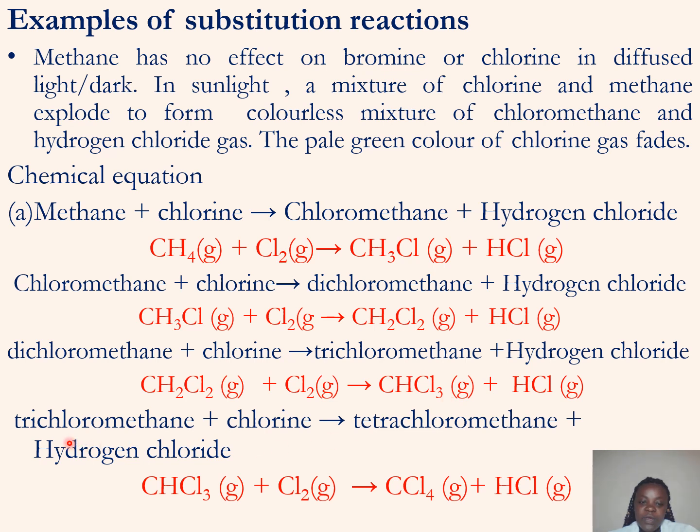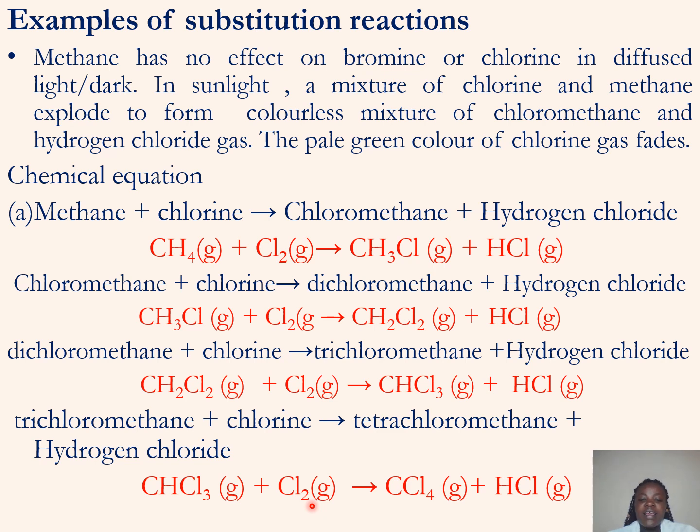So the last step will be the trichloromethane will react now with the chlorine. So the chlorine gas splits again into two radicals. One attaches to the trichloromethane. The other radical joins the hydrogen that has been removed to give us hydrogen chloride gas. So tetrachloromethane will be the last one. Now we cannot break this one again because there is no hydrogen left to be replaced.